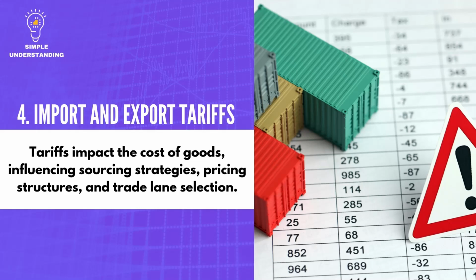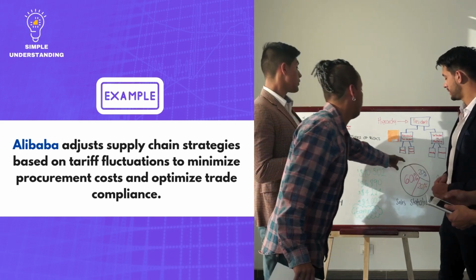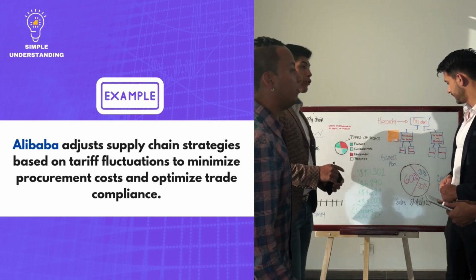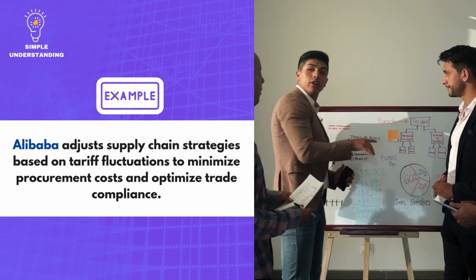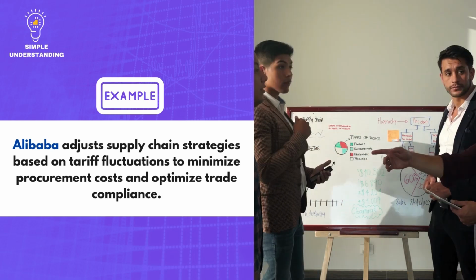4. Import and export tariffs. Explanation: tariffs impact the cost of goods, influencing sourcing strategies, pricing structures, and trade lane selection. Real company example: Alibaba adjusts supply chain strategies based on tariff fluctuations to minimize procurement costs and optimize trade compliance.